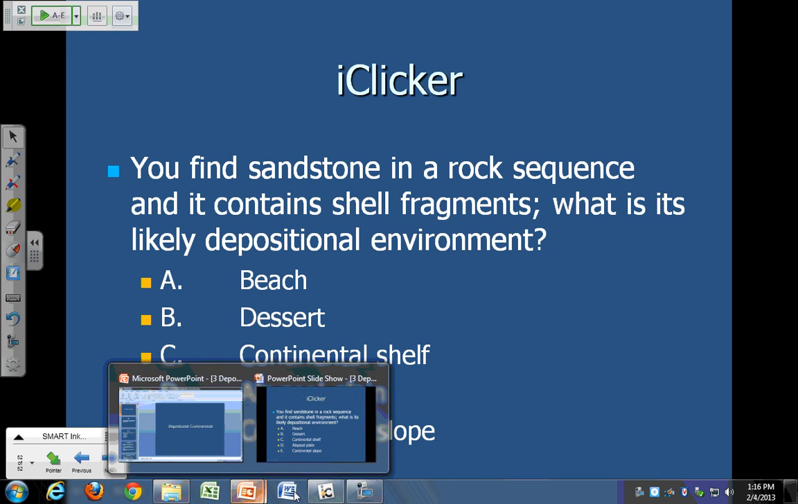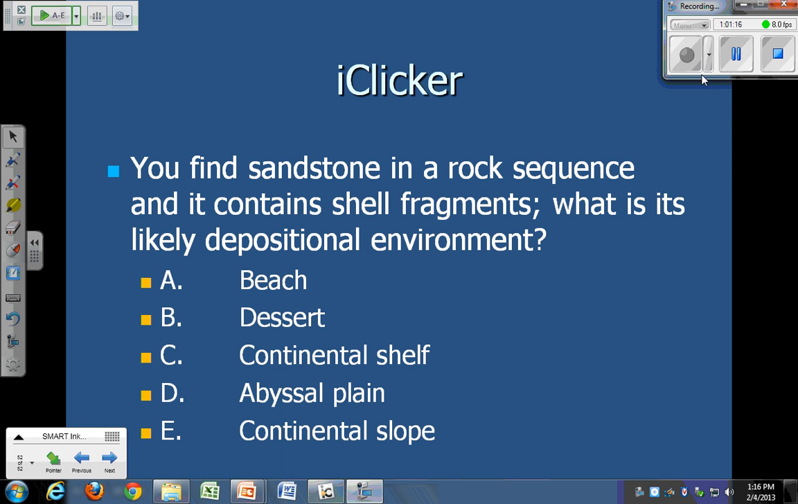What did you say about glacial environments? One moment. It wasn't really on the slide.